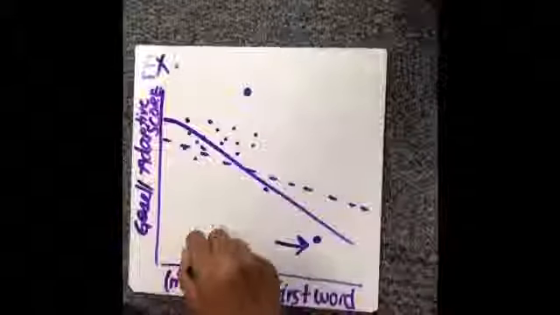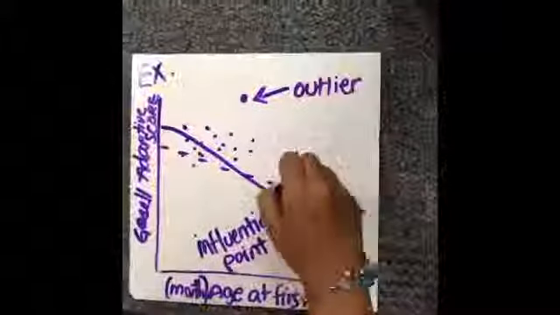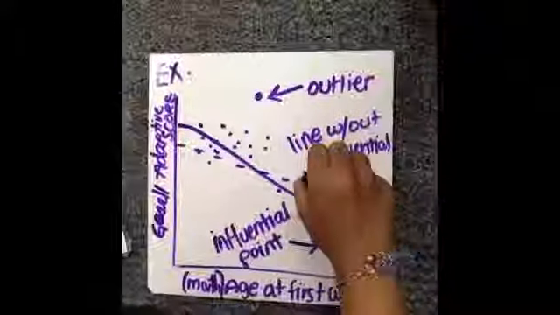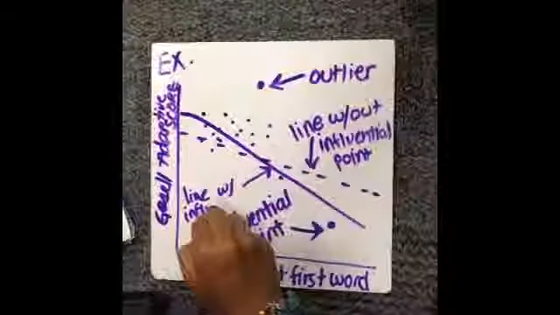That is the influential point. That's the outlier. The dotted line is the line without the influential point, whereas the solid line is with the influential point.